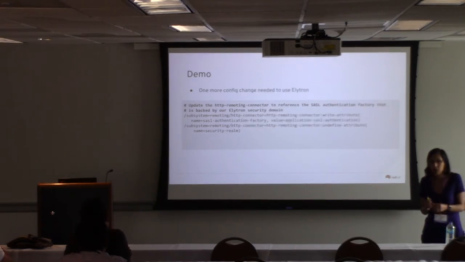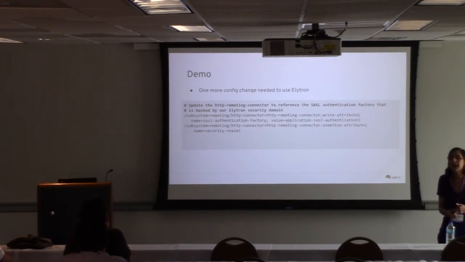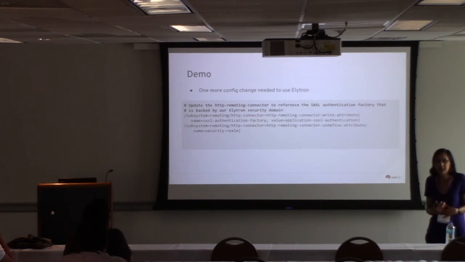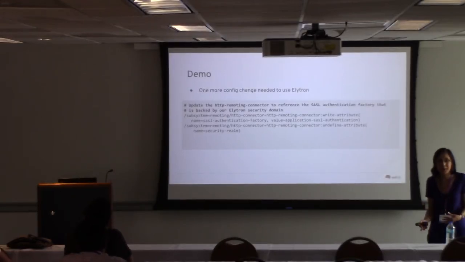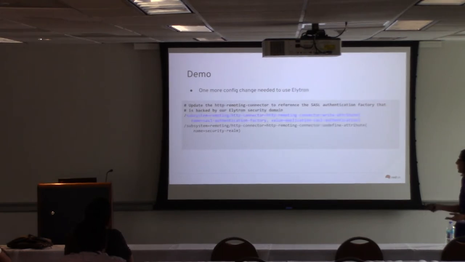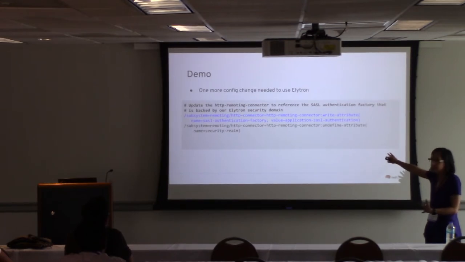Now, there's just one more configuration change that we need to make in order to secure our application using Elytron. And that's to update the HTTP remoting connector to reference the SASL authentication factory that is backed by our Elytron security domain. Now, the default WildFly configuration file already defines a SASL authentication factory that's backed by our application domain. So we're just going to update our HTTP remoting connector so that it references that existing SASL authentication factory. Okay, and it's called Application SASL Authentication.